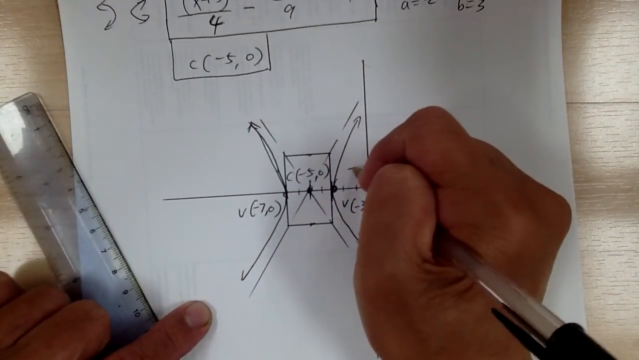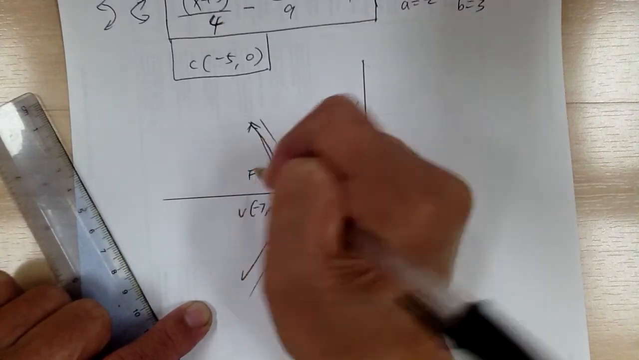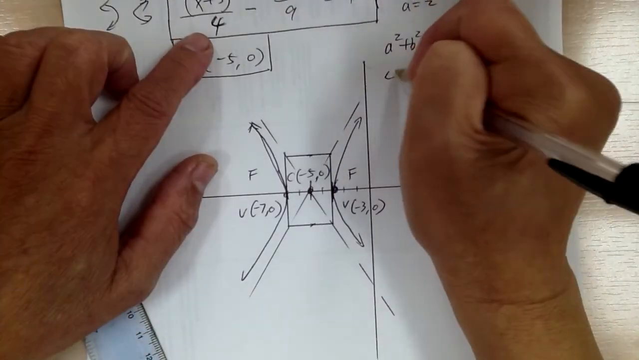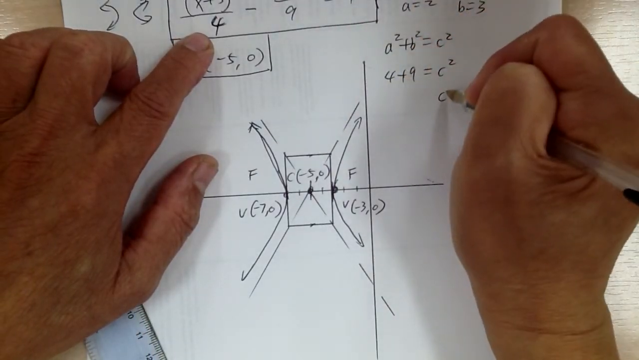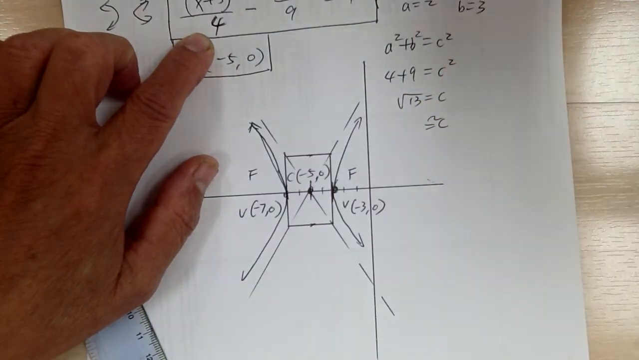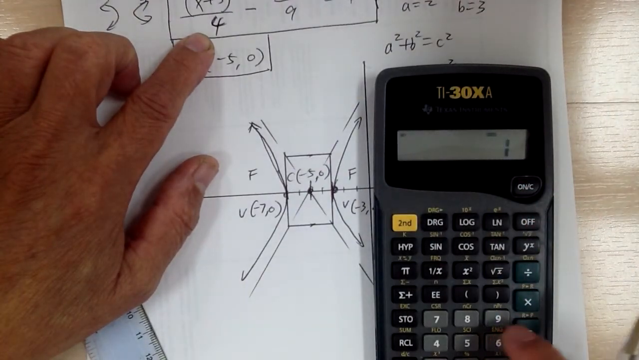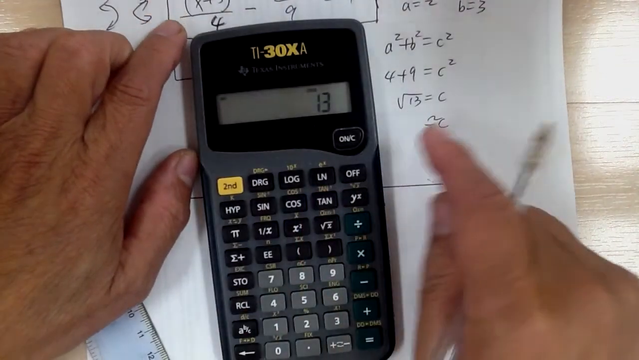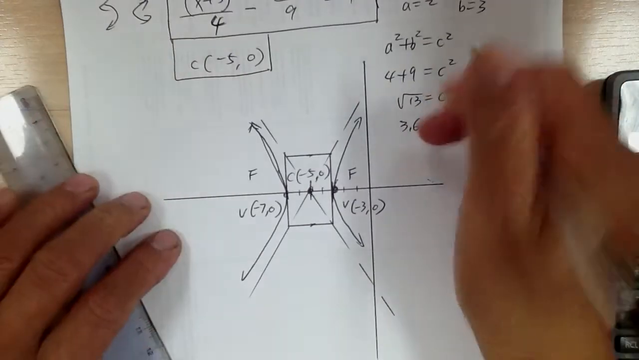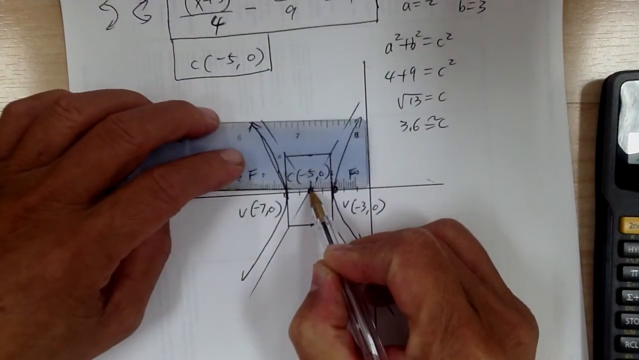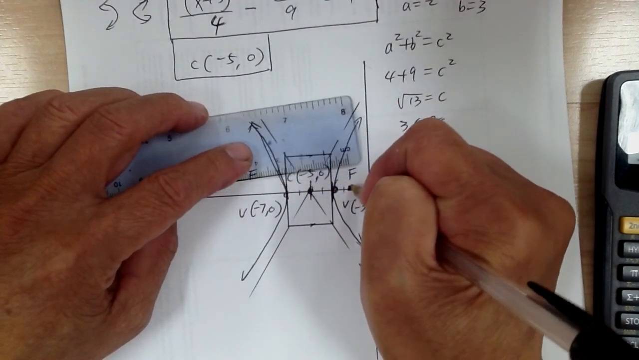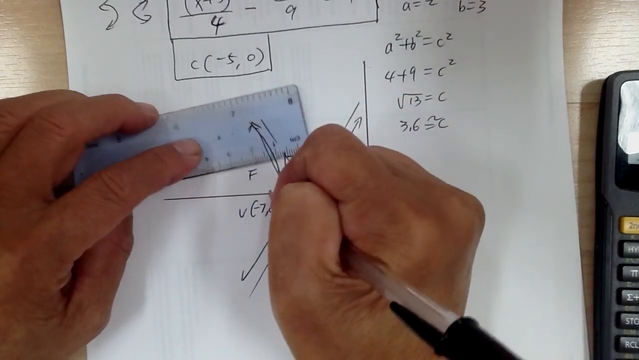Okay, and now you have to find the foci. So use a squared plus b squared equal to c squared. So you got 4 plus 9 equal to c squared. So c equal to square root of 13. And so this is about 3 point something. About 3.6. Okay? So again, from here, you go about 3.6. So it's about right over here.